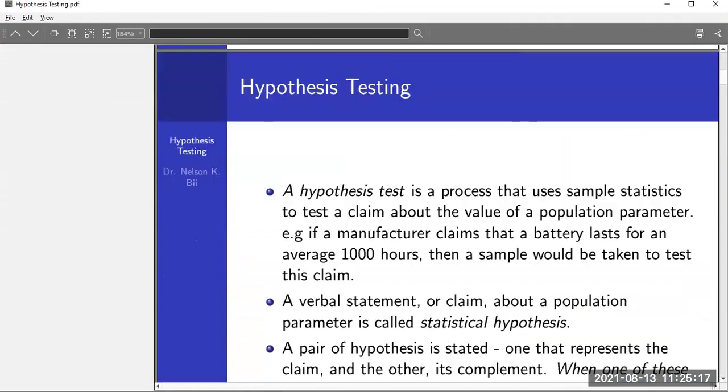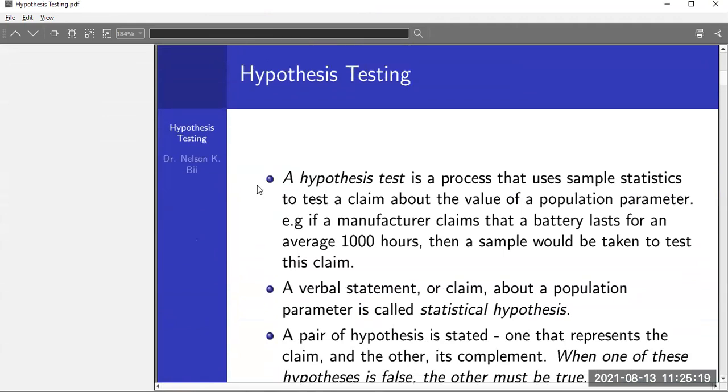So this is what we call test of hypothesis, or you can call it hypothesis testing. First of all, what is a hypothesis? A hypothesis is a verbal statement, a claim or an assertion about a population parameter. That's what we call a hypothesis or statistical hypothesis. You claim that this parameter is like this and that. So it's an assertion or a tentative statement concerning a population parameter.